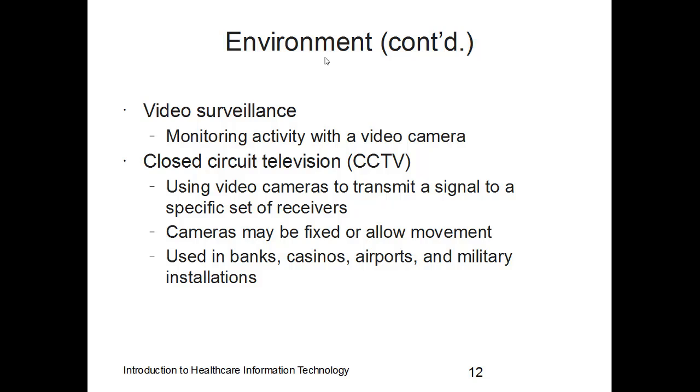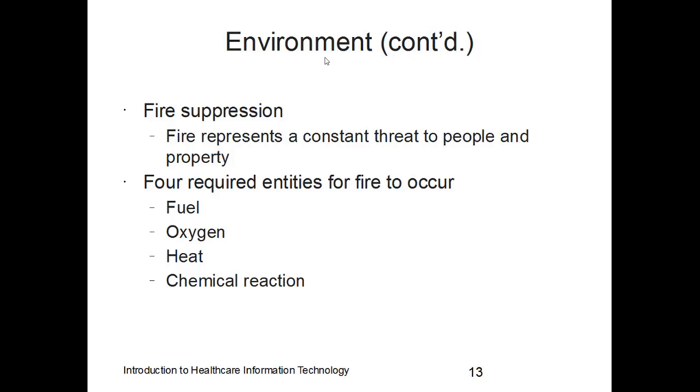When it comes to video surveillance of the environment, this is where you're able to use video cameras to monitor an activity. A good example of this would be closed circuit television, or CCTV. This is where you use a video camera to transmit a signal to a specific set of receivers. And these cameras that are used can be either fixed or be able to move. And these are commonly used in military installations, banks, casinos, airports.